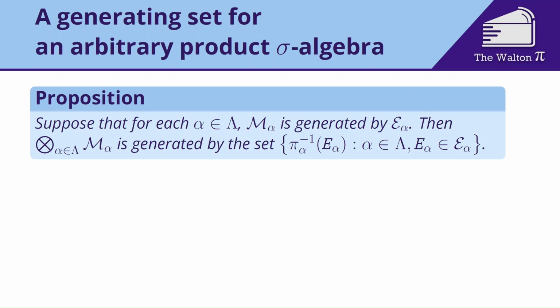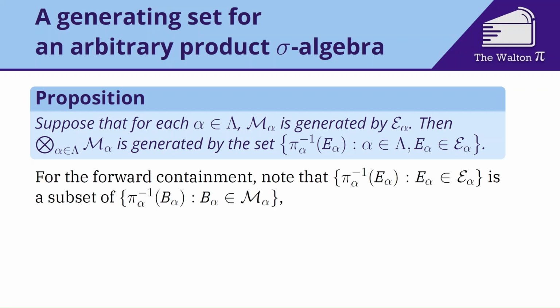Then the product of the M alphas is generated by the set of the pre-images of the E alphas, where each E alpha comes from that elementary family, not just our sigma algebra, but comes from our elementary family. Okay, for our forward containment, all we have to do is note that this set that we have written here, that's a subset of the set that actually generates our sigma algebra.